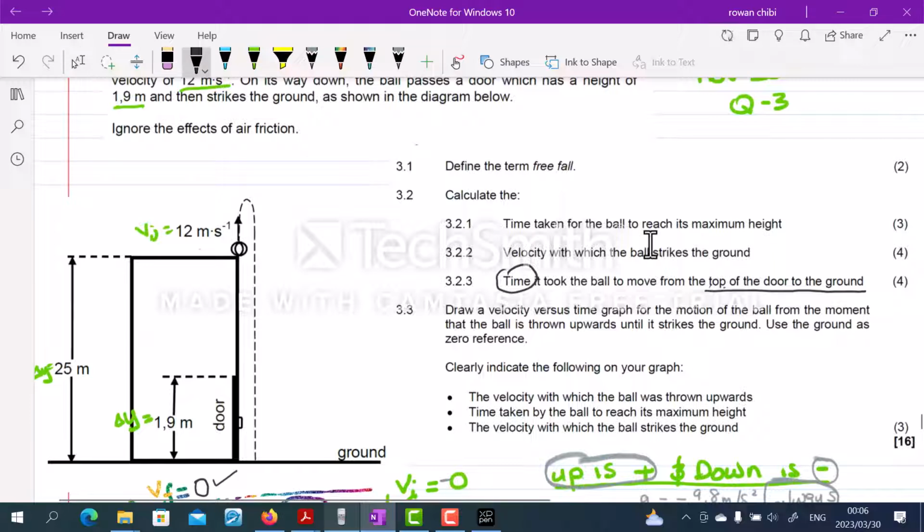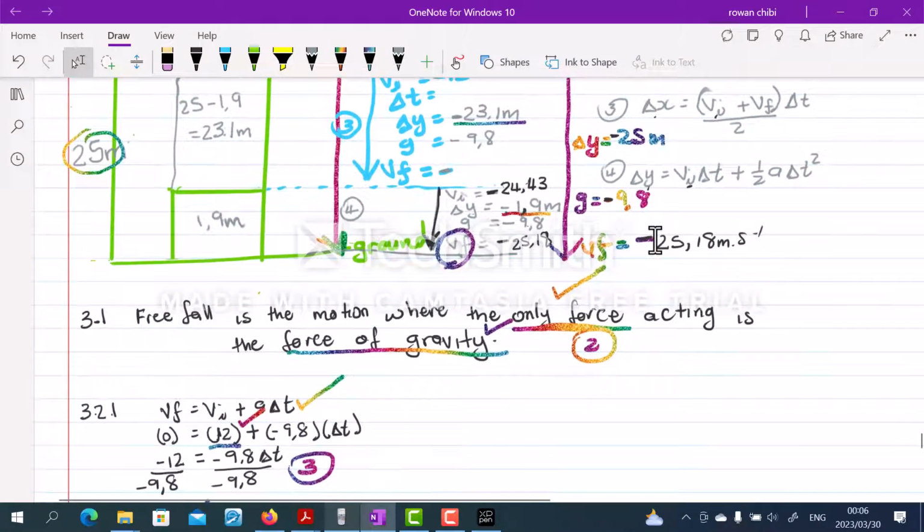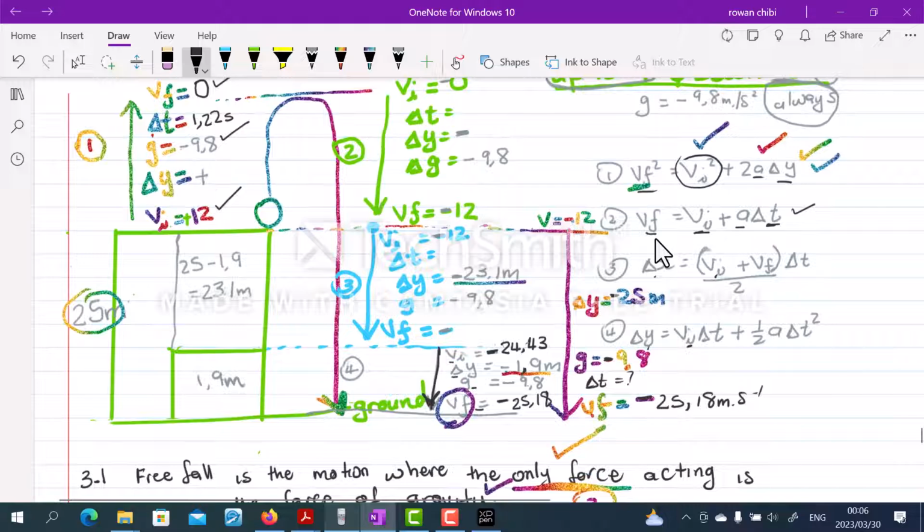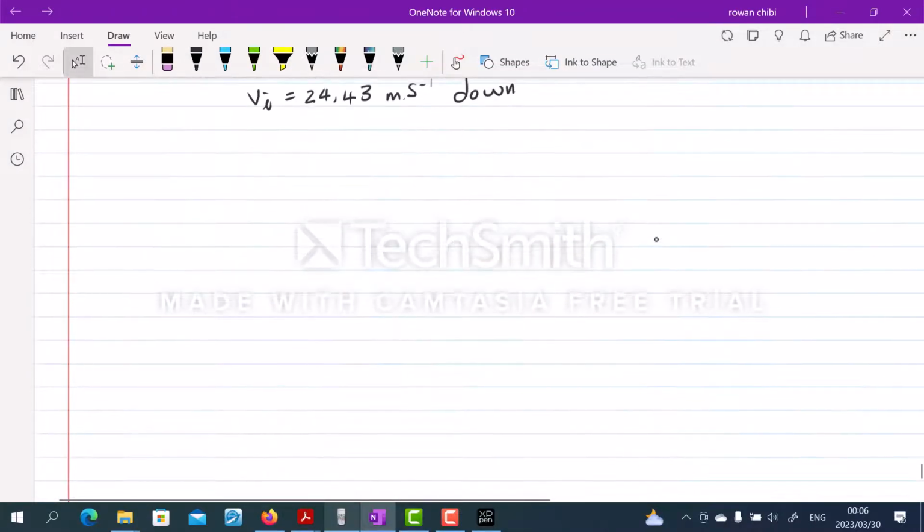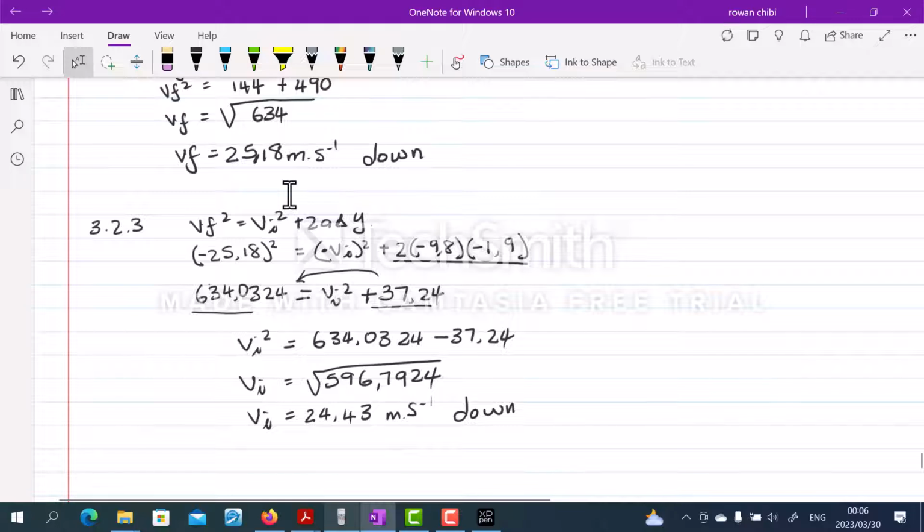Calculate the time taken by the ball to move from the top of the door to the ground. Now we can find the time, because we do have the initial velocity, we do have delta y, we do have g, we do have v final. So we can use any formula that we want. We can use this formula, that formula. Let's use formula number 2. It's the same calculation.